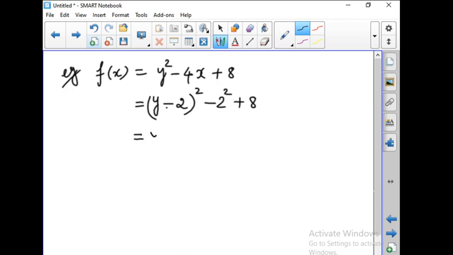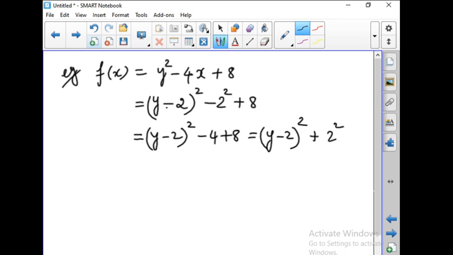So what's the answer you are getting? y minus 2 the whole square minus 4 plus 8. So your answer is y minus 2 the whole square, 8 minus 4, it is plus 4. So you can write it as plus 2 square. So this is the very easiest method.